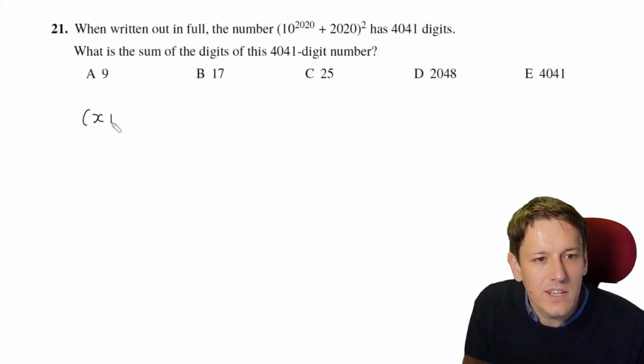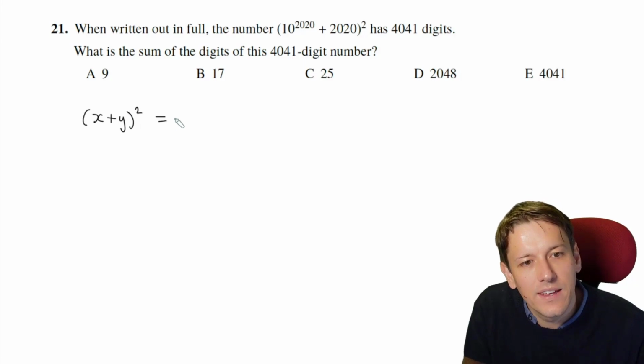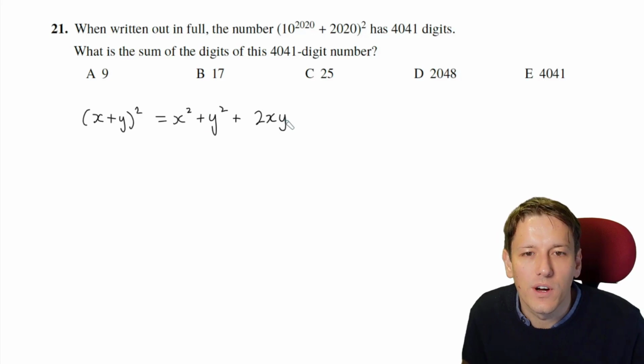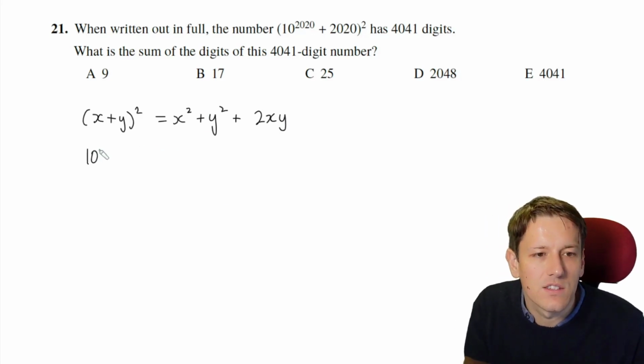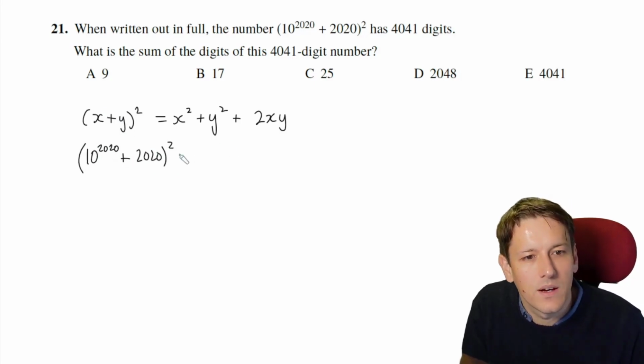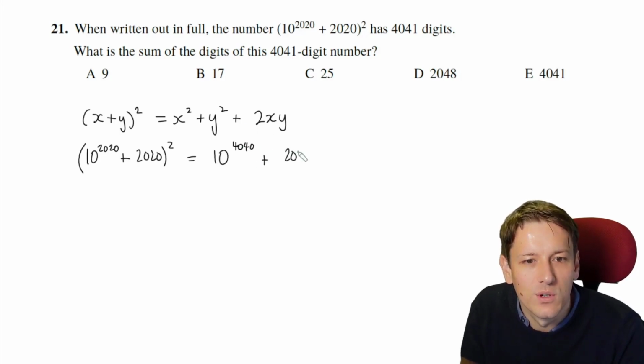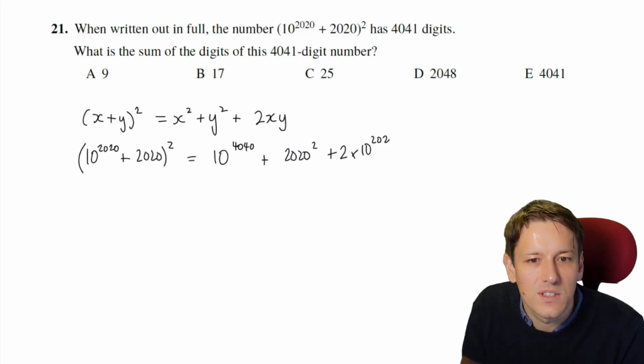But this should really remind you of just the form x plus y squared, and we know that x plus y squared is x squared plus y squared plus 2xy. So my first thought here is to write this as 10 to the 2020 plus 2020 squared, to take x equals 10 to the 2020 and y equals 2020, and then I'm going to get 10 to the 2020 squared, which by the rules of indices is just 10 to the 40, and then I've got to do 2020 squared and then 2 times 10 to the 2020 times 2020.